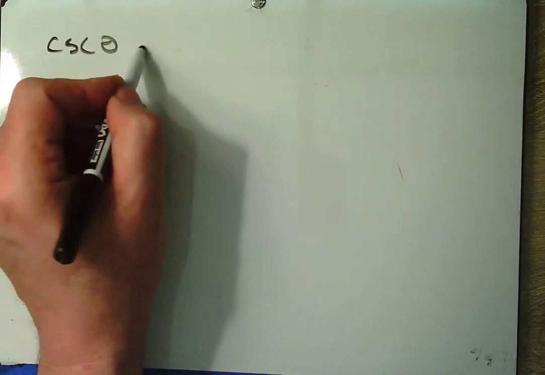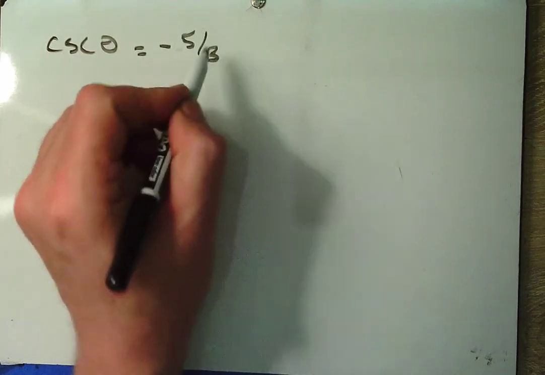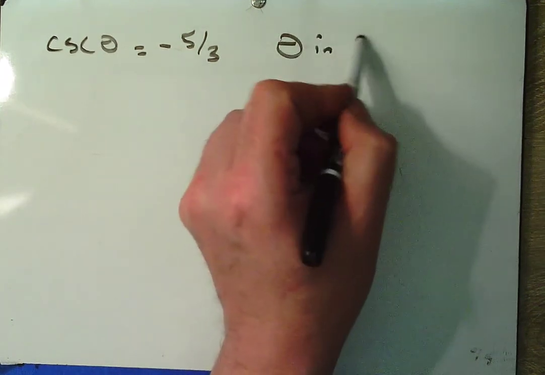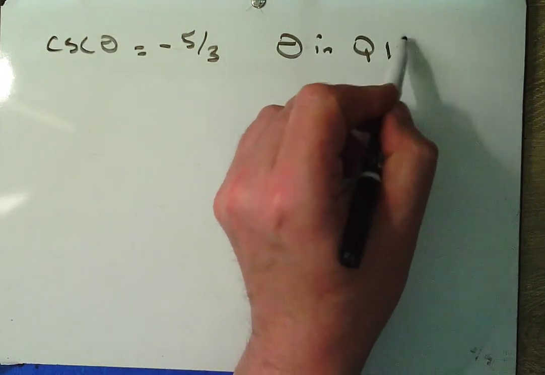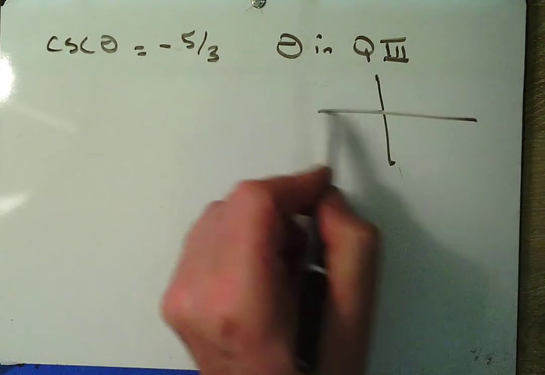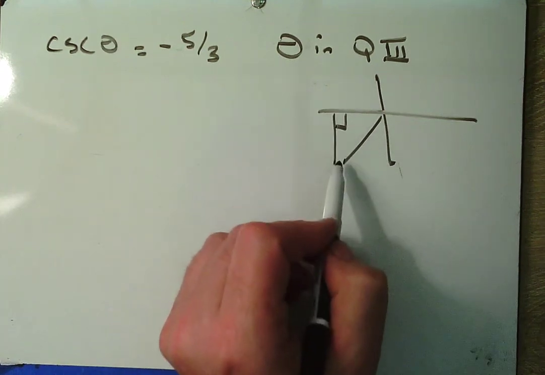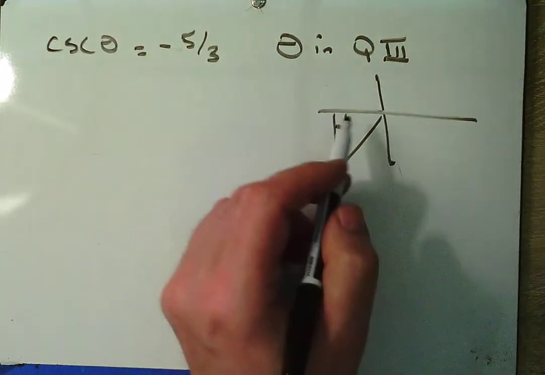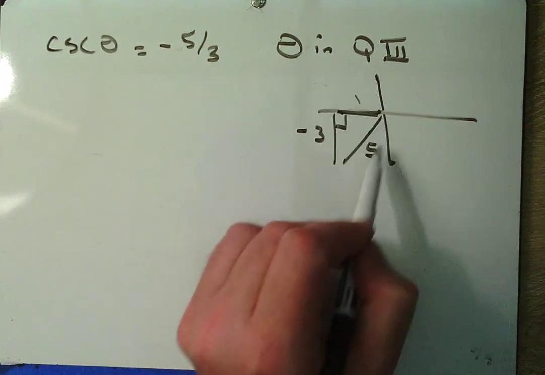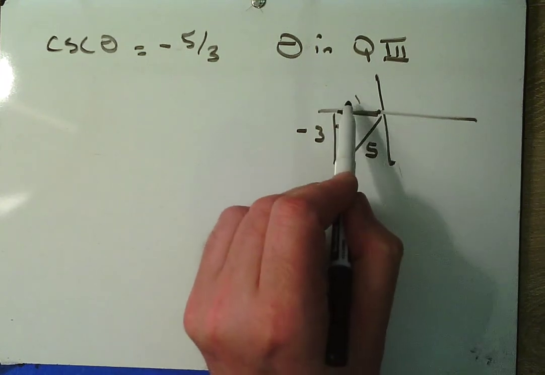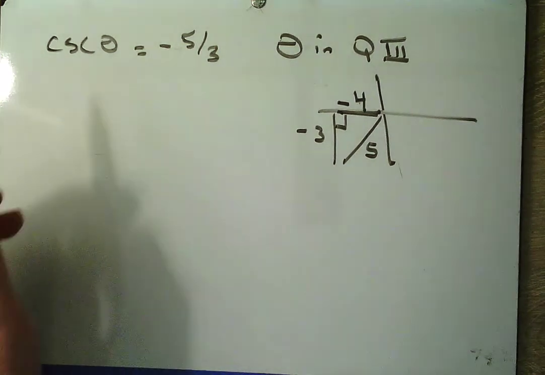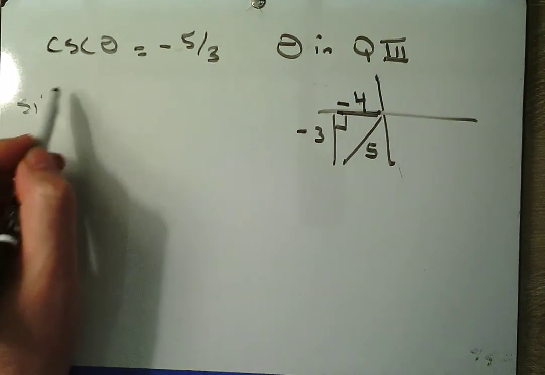Cosecant theta equals -5/3, and theta is in quadrant 3. So let's draw a quadrant 3 triangle and label the cosecant -5/3. Now what about this length? Well, I know this is a 3, 4, 5 triangle, but we're in third quadrant, so the x value has to be negative. Okay. So what's the sine half-angle going to be?